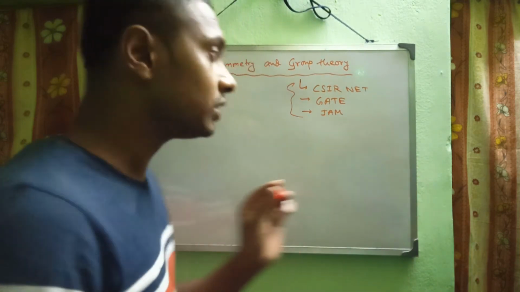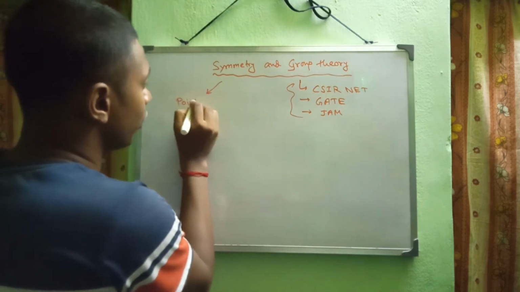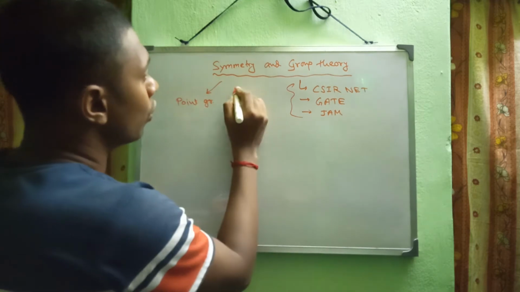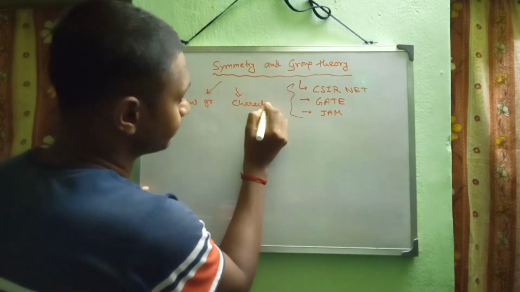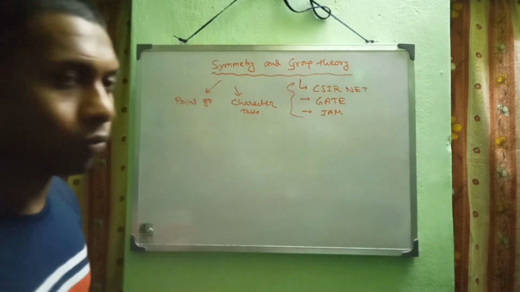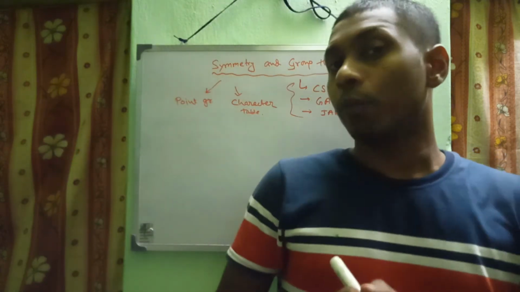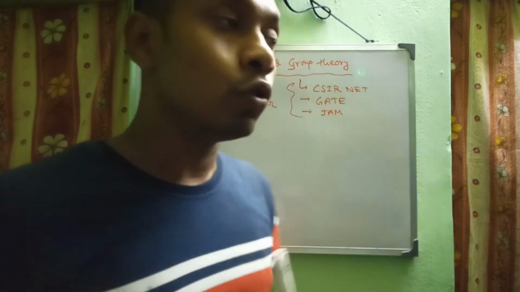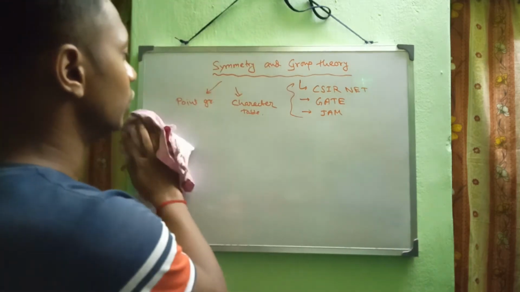Now, what type of questions are asked from this chapter? Generally, questions are asked from this chapter either from the point group of a molecule or from the character table of a point group. Now, before going to the point group determination of a molecule, we have to understand what the symmetry of a molecule is.